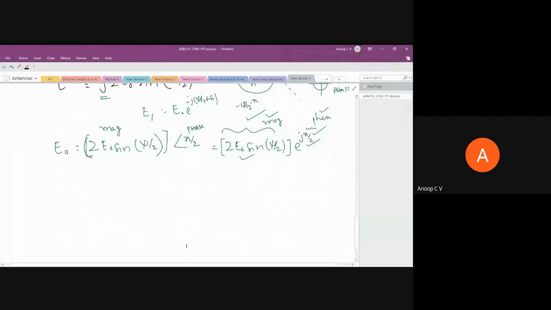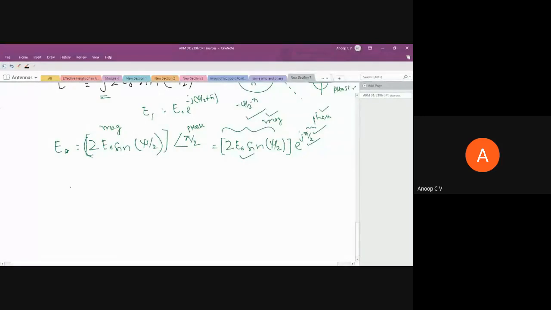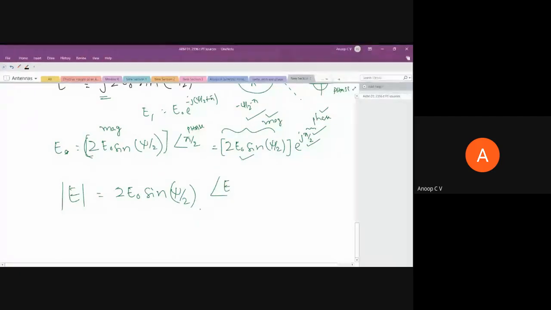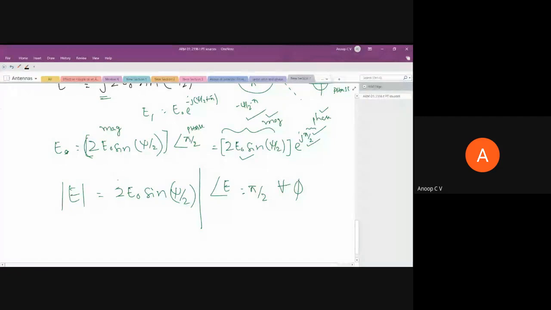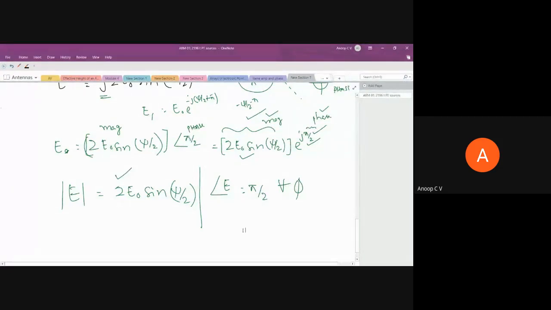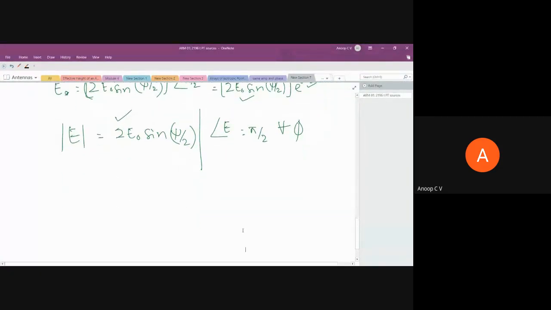So I can write not E naught, it would have been E. Magnitude of E I can write. Magnitude of E will be 2 E naught sine psi by 2, and angle of E will be equal to pi by 2 for all phi. Now, unless otherwise specified, we are interested in this magnitude pattern.